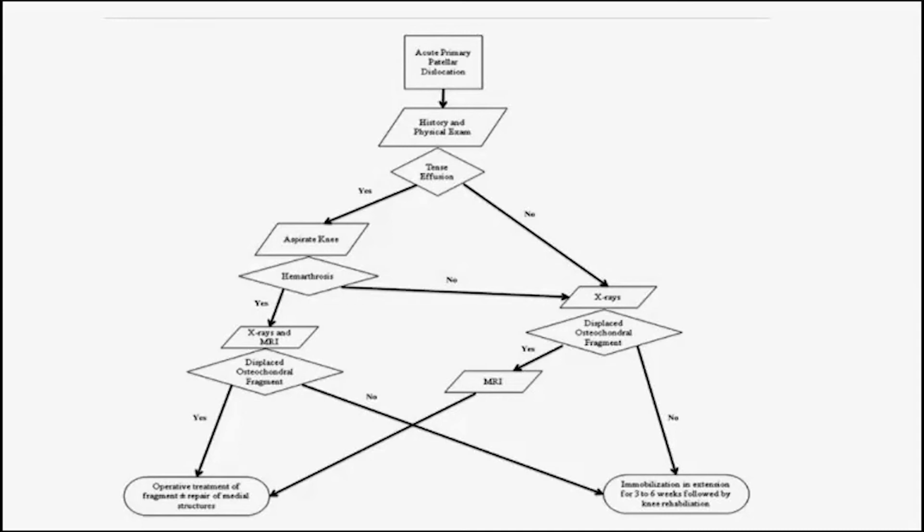Then if we find displaced osteochondral fragment, we will do operative treatment for the fragment fixation and repair of the medial structures. If no displaced osteochondral fragment, we will treat conservatively by immobilization in extension for 3 to 6 weeks, followed by knee rehabilitation. If we find in the plain X-ray displaced osteochondral fragment, we will do MRI and we will do fixation and medial structure repair. And if no displaced osteochondral fragment, we will do immobilization in extension.